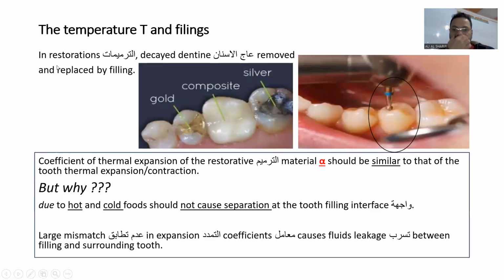Here, let's focus more on the relation between the temperature and the fillings. In restorations, when you are a dentist, that will be one of the most important things you will do. It's a great business, with a huge number of customers.